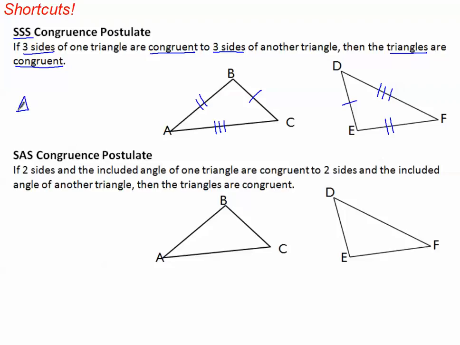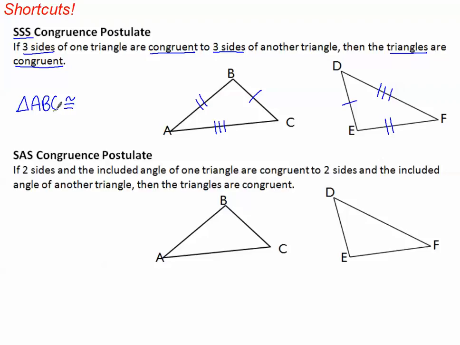Therefore, we can write a congruence statement. Make sure we match up the corresponding parts that are marked when we attempt to write this statement. Now, how do I want to write this first triangle? Maybe I go alphabetically. Triangle ABC is congruent to, but when I do the second triangle, I have to make sure I match corresponding parts.